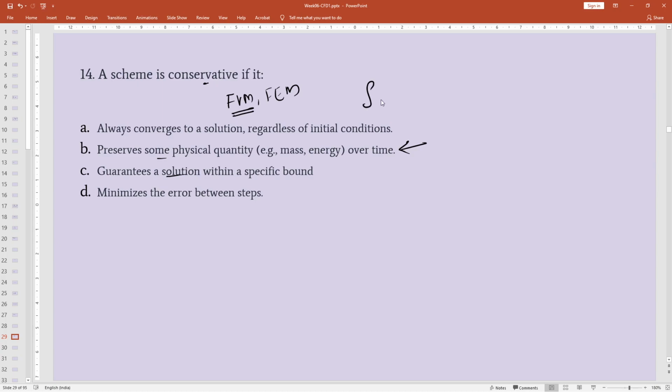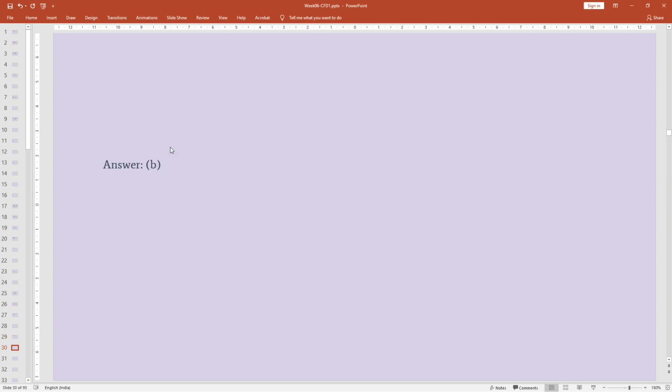Since we are integrating the partial differential equation over our domain, only then are we converting it into discretized equations. By doing this we are making the scheme conservative. So conservative is the scheme's ability to preserve some physical quantities during the entire simulation. Our answer is option B.